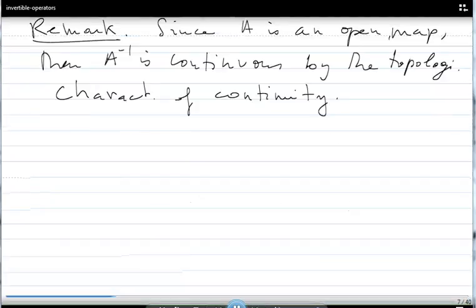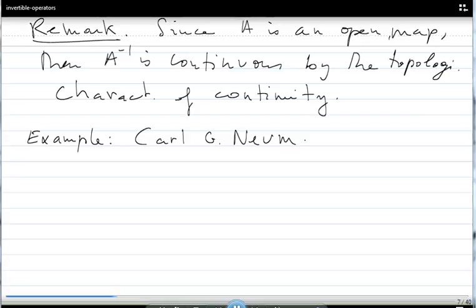Next, I would like to take a very nice example, the Carl Neumann series. This is extremely useful for the people who are studying potential theory, for example, and also spectral theory, etc. So it's very, very interesting.